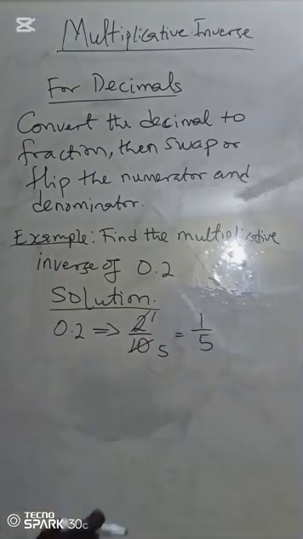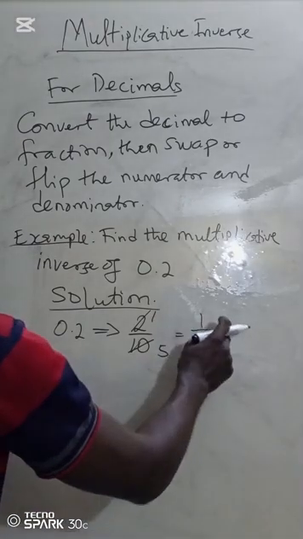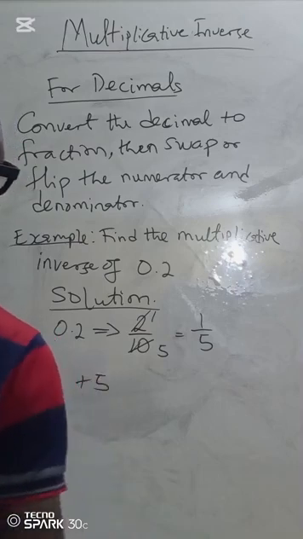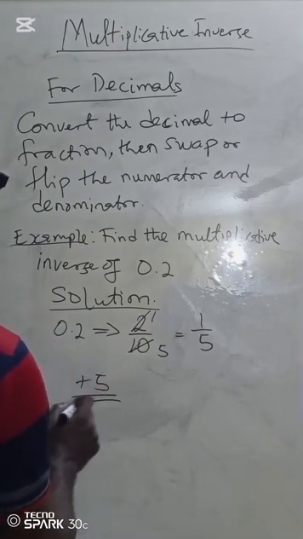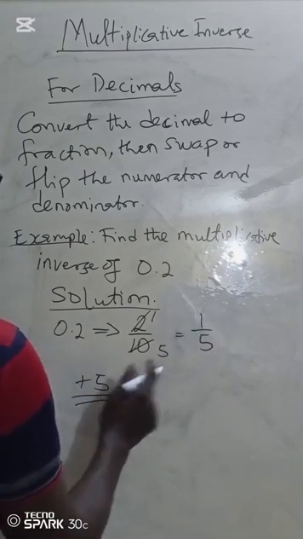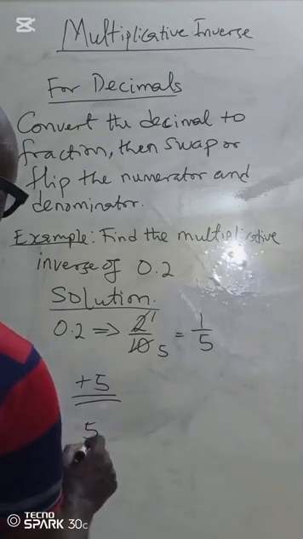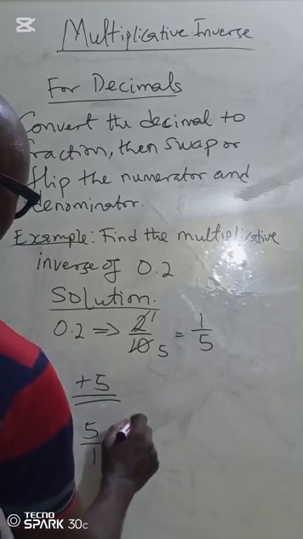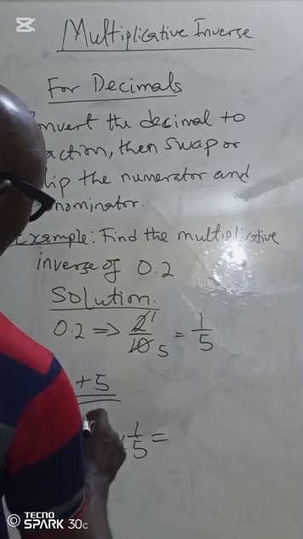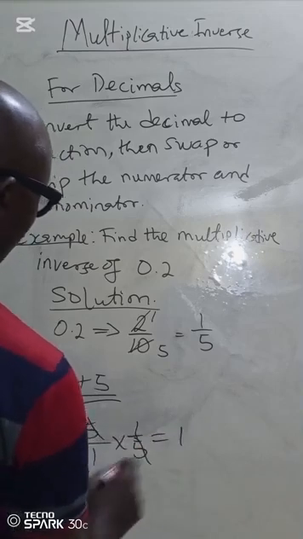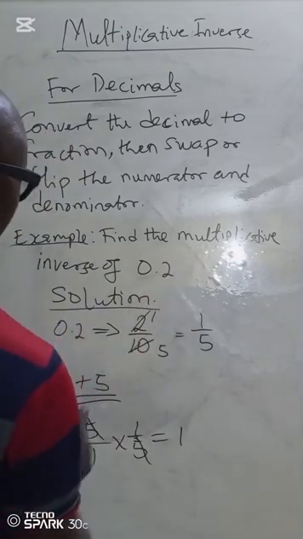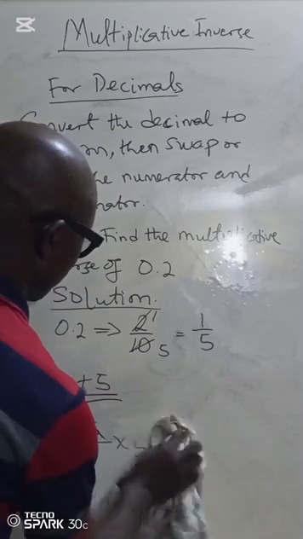And what is the multiplicative inverse of 1 over 5? The multiplicative inverse of 1 over 5 is plus 5, because if I multiply 1 divided by 5 by 5, it will give me 1. That is 5 over 1 multiplied by 1 divided by 5. And what does it give? It's equal to 1. So the answer here is plus 5.